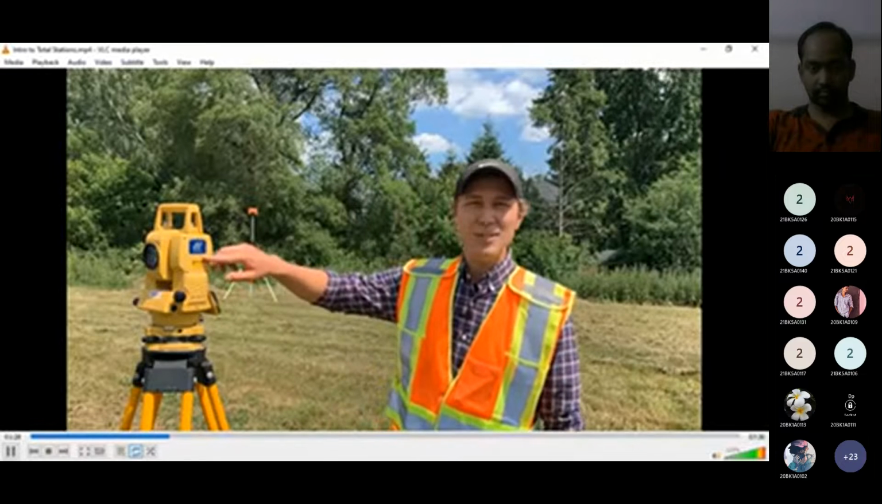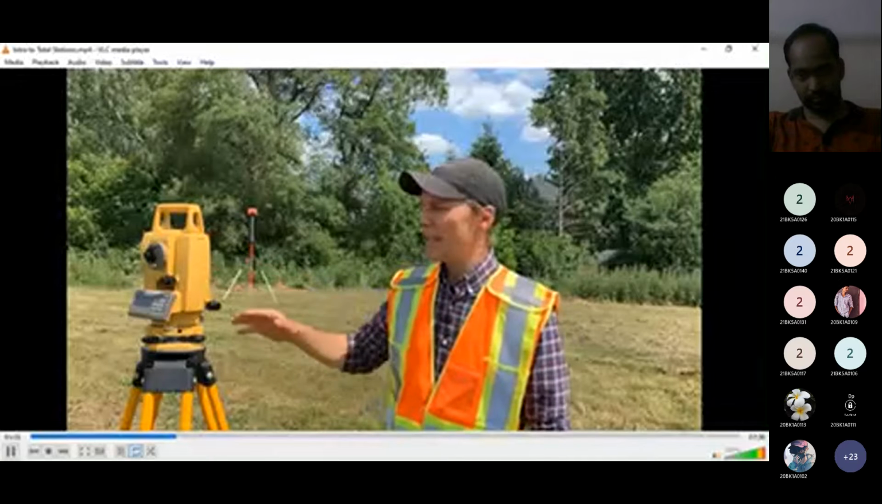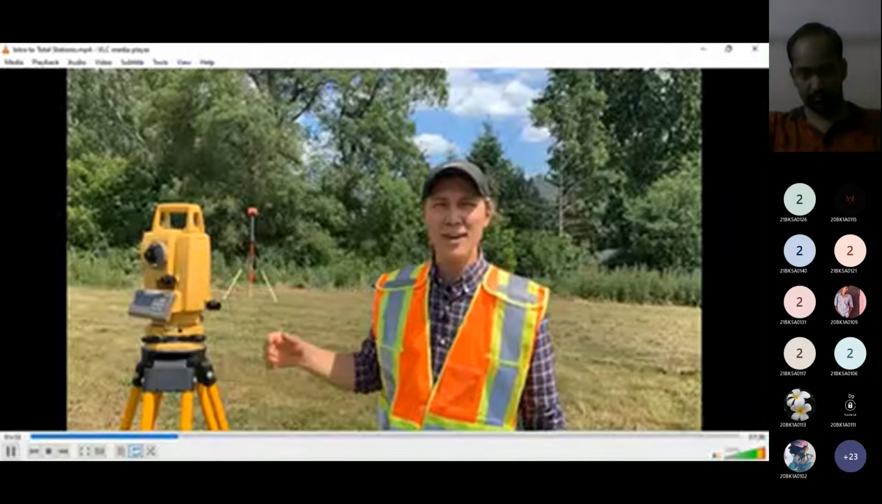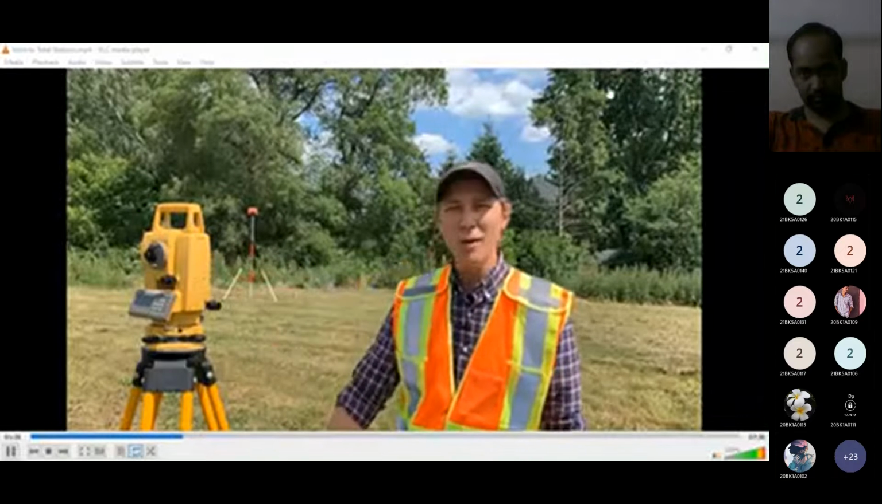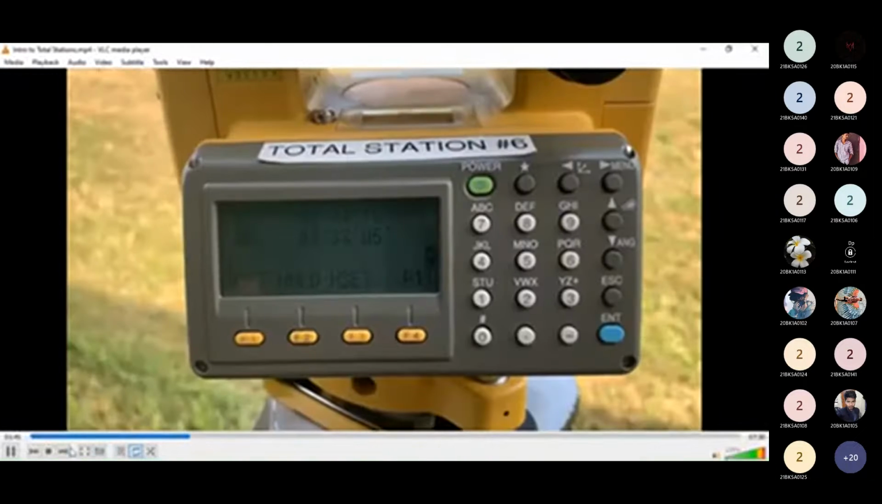So a total station has this little line marked on the side, and that's the center line of the lens. And so for determining our height of instrument, we want to measure from that center line to the top of the object that we've set up our total station over, such as a nail in the ground.